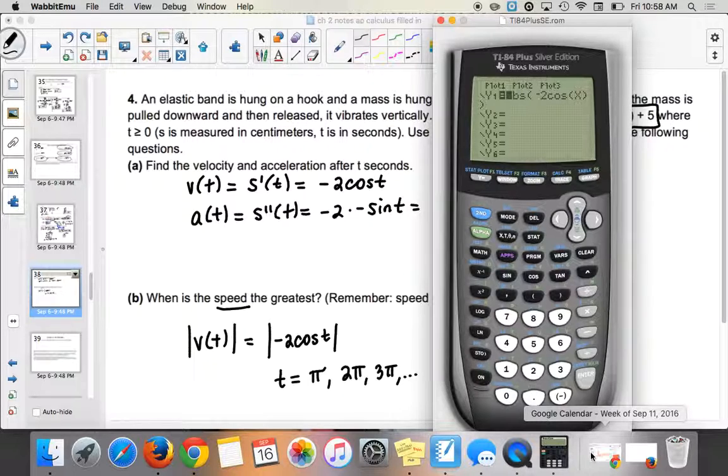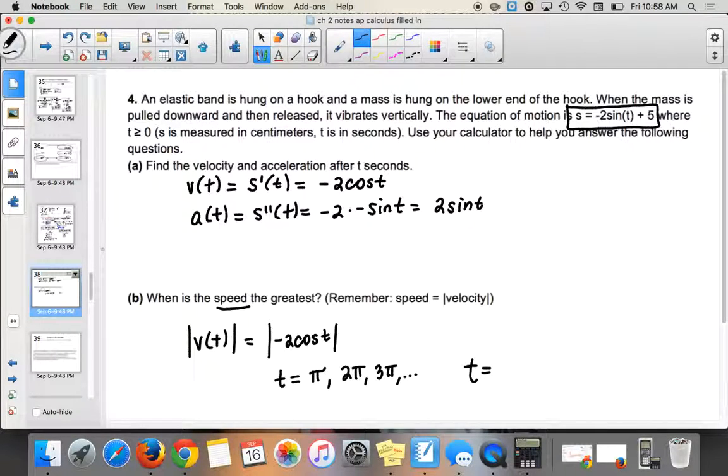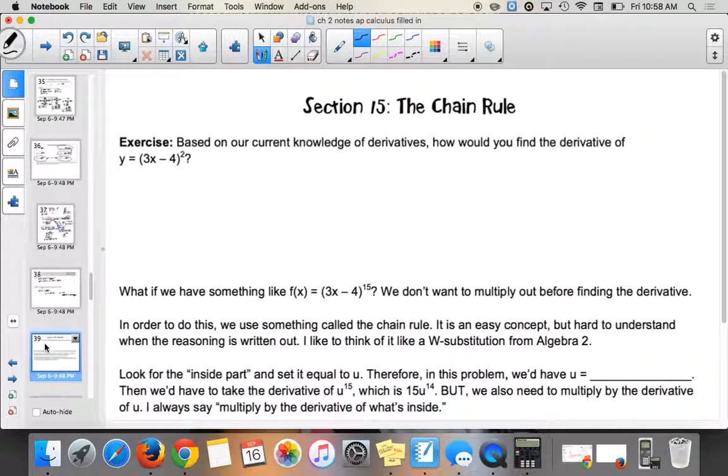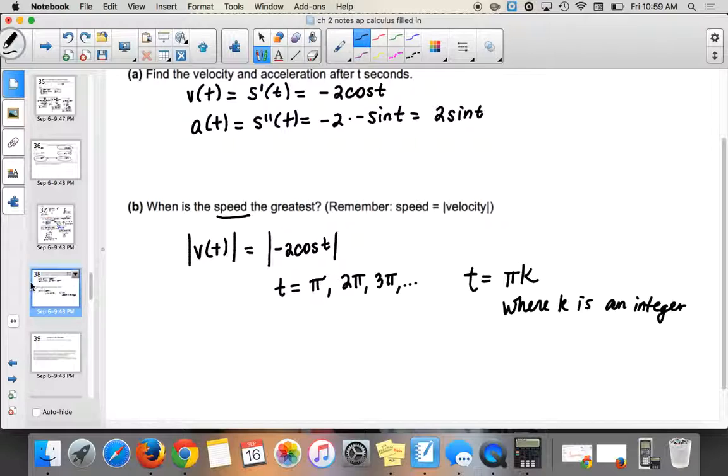All right, does everybody have it? So what's our answer then? t equals, you could say pi plus pi k, or you could just say 0 plus pi k, or you could just say pi k, right? Where k is an integer. All right, next problem. Oh, that's it. We're done. That wasn't hard. I feel like I used to ask other questions there. It used to be harder.